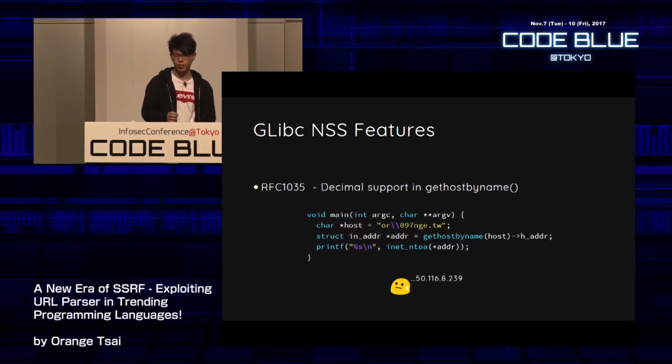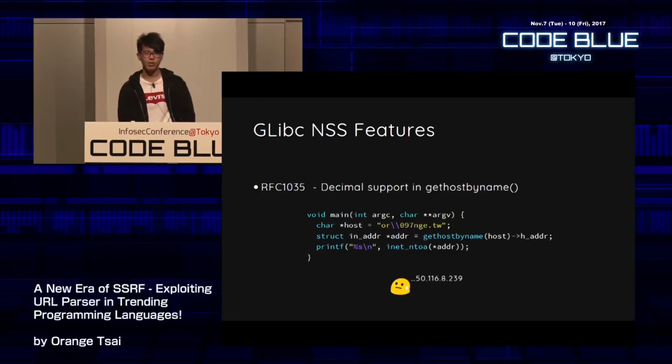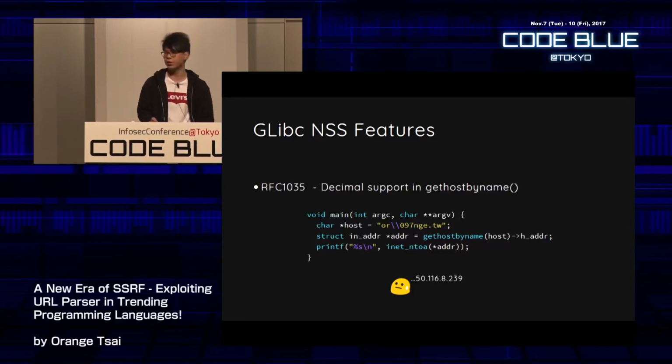You can see the C program. The result of \097 range.tw is equal to the result of orange.tw. I roughly grepped the Linux man page, but I didn't find anything related to this weird feature. I think this may be useful when bypassing some blacklist protections.